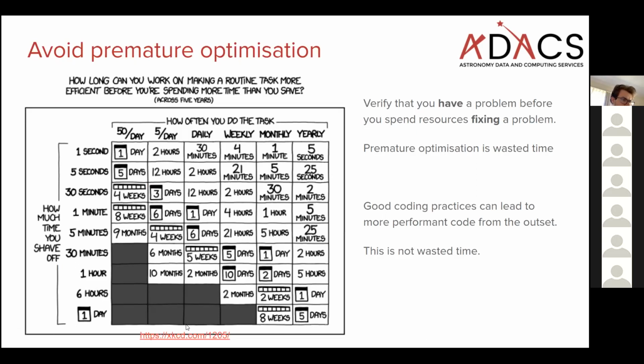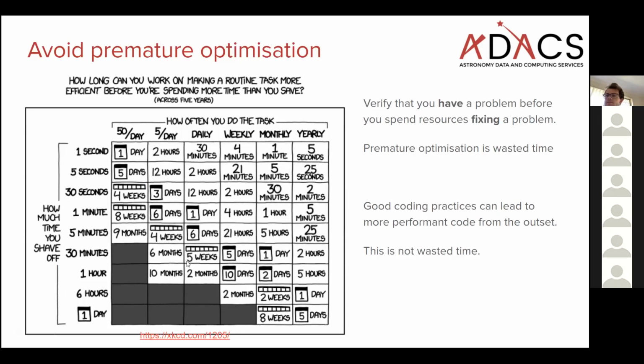So hopefully everybody has seen this XKCD before. Ultimately, it's about premature optimization. So depending on how much time you're saving and how often you do the task, this is essentially a matrix of how much time has been saved.